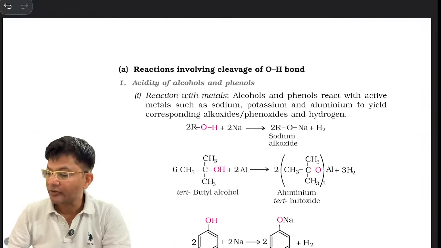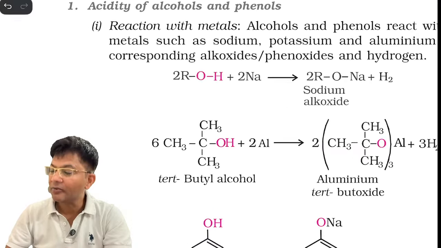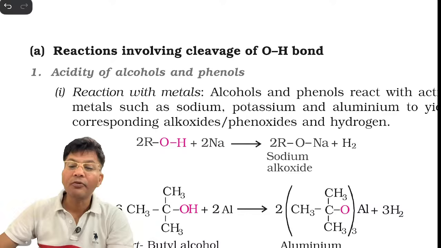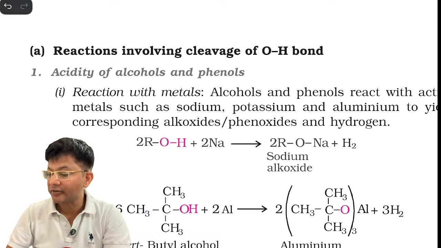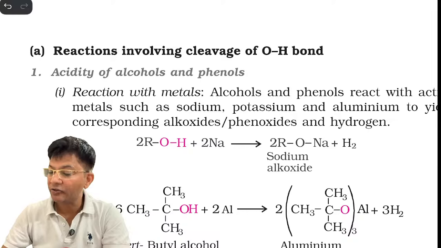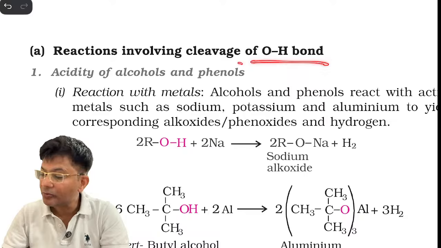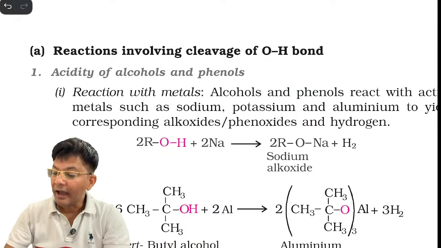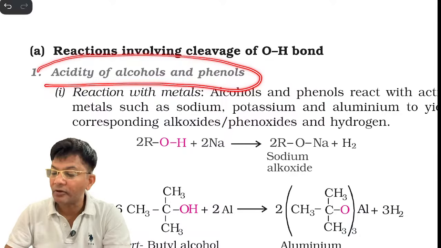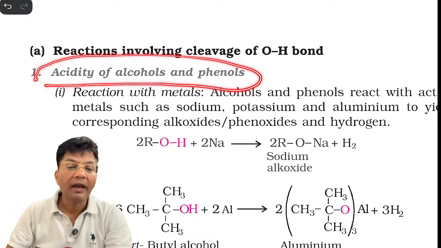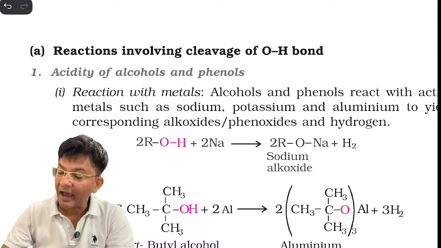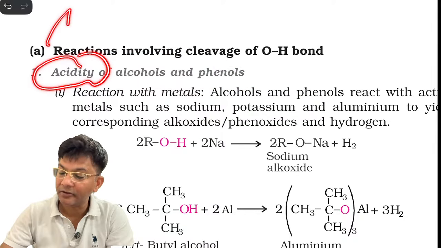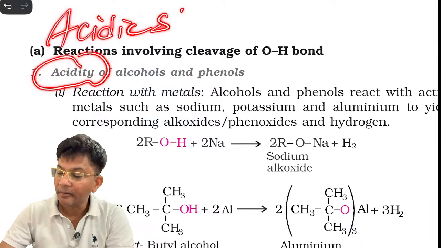So once this is clear, reaction involving cleavage of OH bond, what they are saying, cleavage of OH bond, that means this bond cleavage they are talking about. Acidity of alcohol and phenol. So the correct word in place of acidity, there must be acidic strength. They could have written it to be acidic strength. That would have been better word.